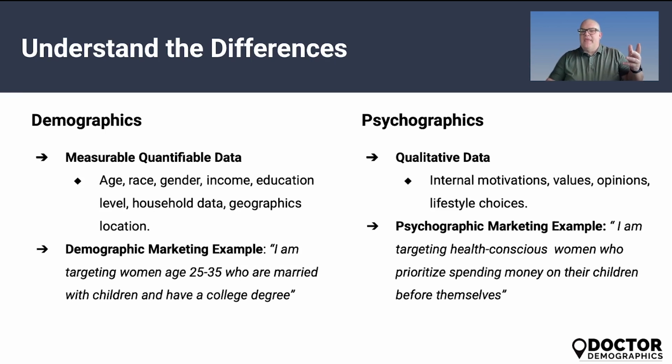So a good example would be, I'm going to target really health-conscious women who prioritize spending money on their children before themselves. And so what do we see with that? We still see some demographic data, right? We're still seeing women, and women with families and children. But when you add psychographic data, now we're targeting someone who has a lifestyle pattern of being health conscious. We're looking at somebody who has a value of where they spend their money. Okay, so that's a very, very different qualitative scenario or equation that you can utilize in your marketing.